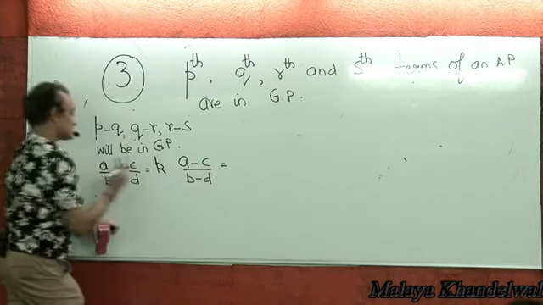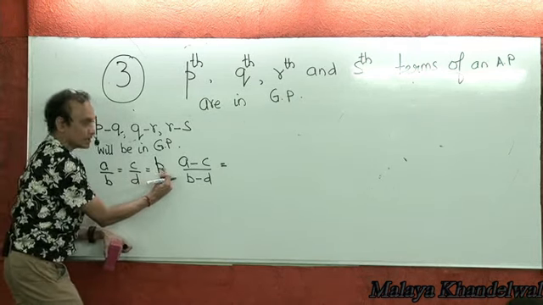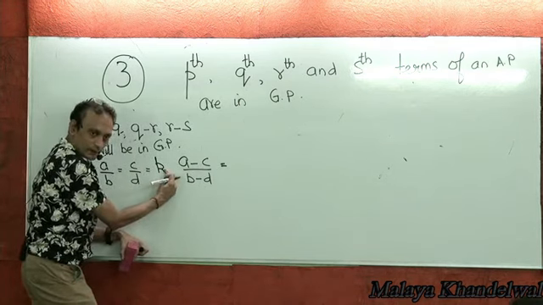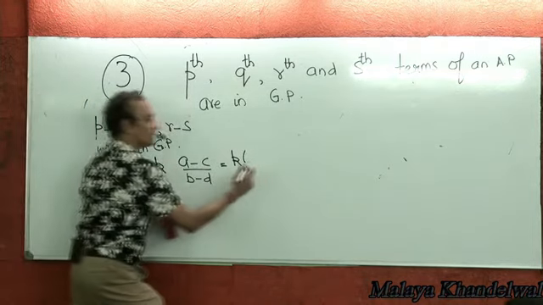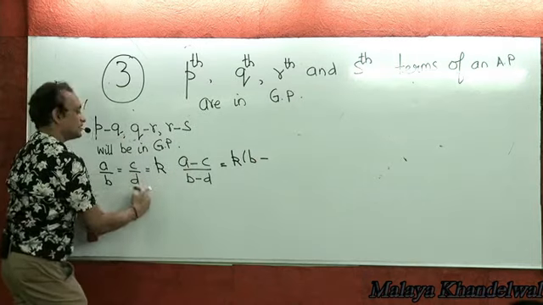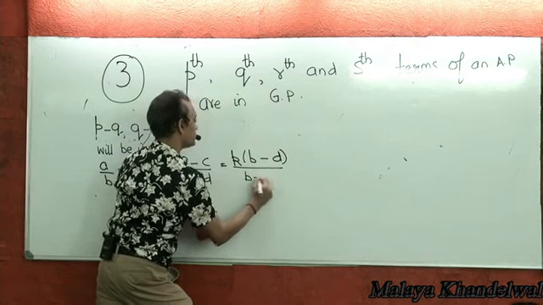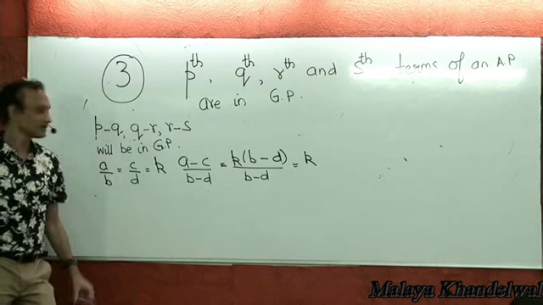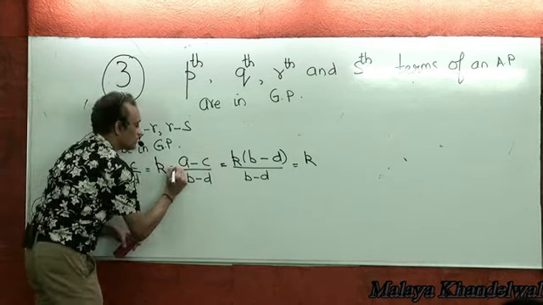Now, what is A? A is K times B. What is C? K times D. So I write A as K times B, C as K times D, right? So this will become K times B minus K times D, divided by B minus D, which makes it K. Yes or no? So if A by B is C by D, then each of these will be equal to A minus C by B minus D.